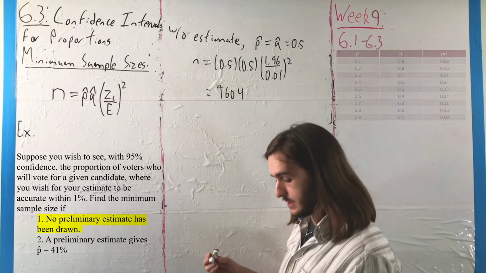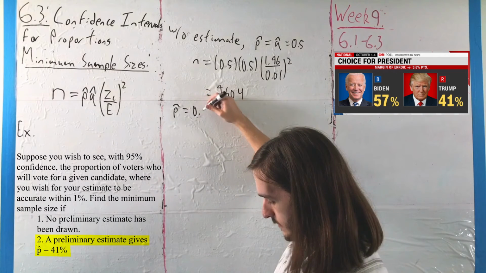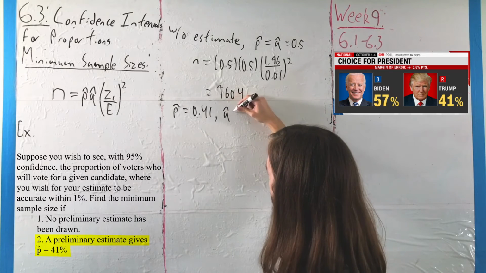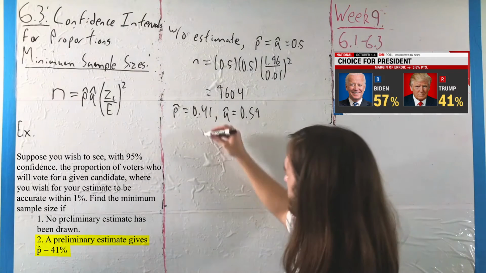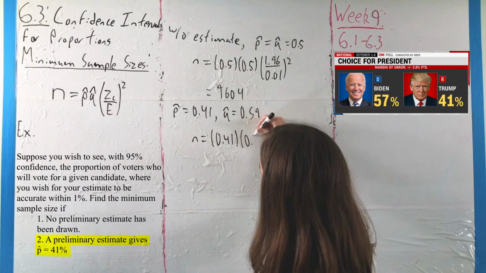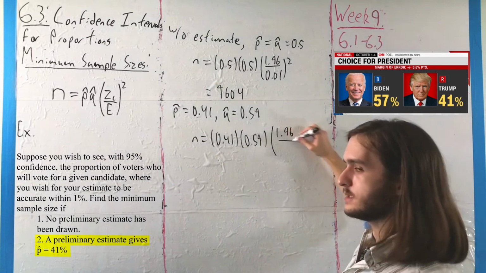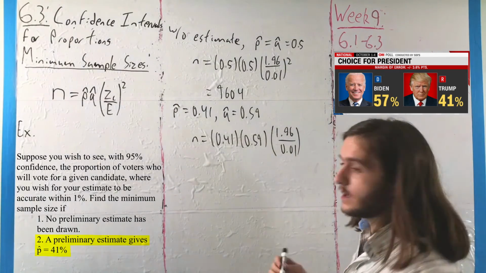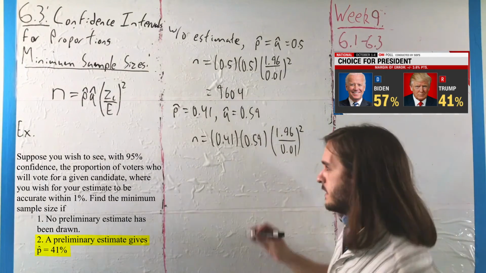On the other hand, for our second case, where p hat is equal to 0.41 and q hat is 0.59, same sort of thing, we just plug in our values: 0.41, 0.59. We have that same 1.96 because we still want 95% confidence, and we still have 0.01 because we still want that margin of error, and we're still squaring it. So it doesn't change that much.